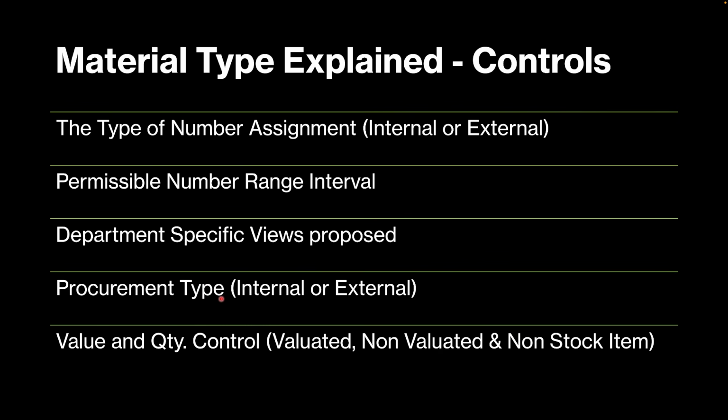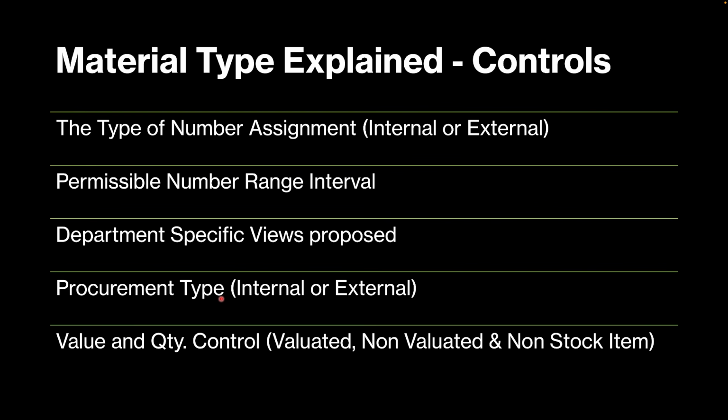Now what is a procurement type? Some materials are procured internally. What does internal procurement mean? Basically, internal procurement means production of the material through production order. Okay, so a material can be procured internally and externally. Internally means you have to create a production order. External procurement means you have to create a purchase order and then the vendor will supply you that material. So this procurement type is also controlled through the material type.